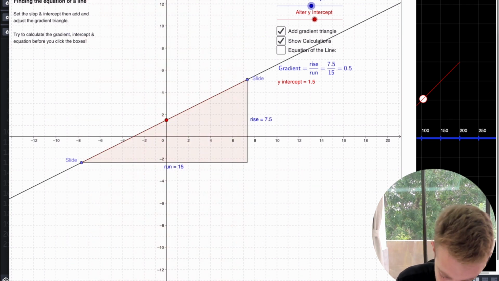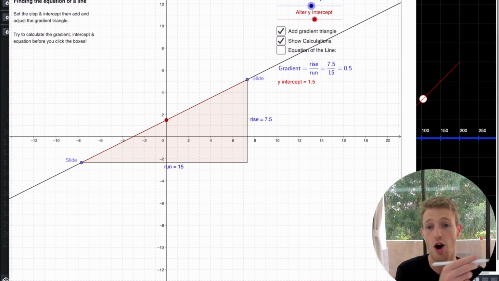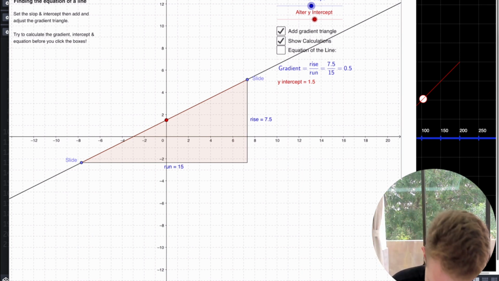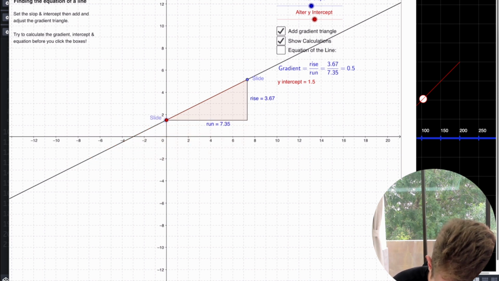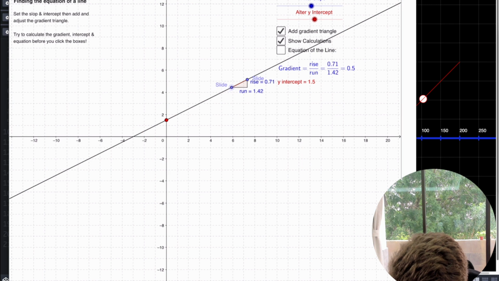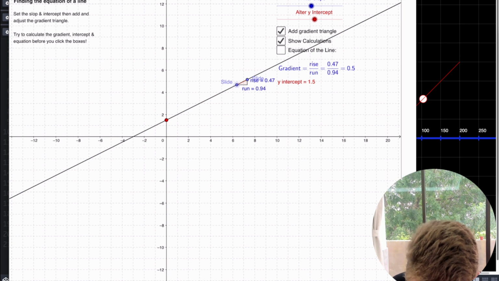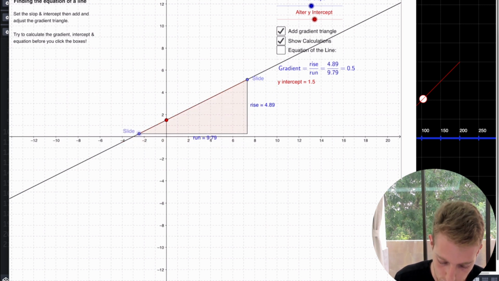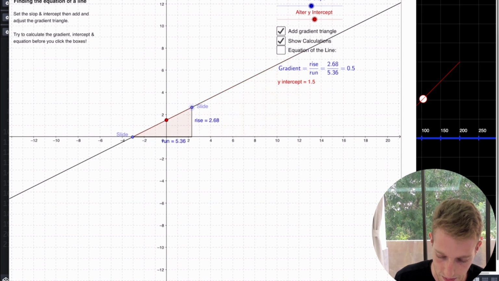So now I'm dealing with maybe a gradient of 0.5. So that means for every 1 unit to the right, I'm moving 2 up. We can show this if I bring run all the way to 1. Oh, for every 1 unit to the right, I'm moving 1 up. Sorry, yes, of course. If it was 2, it would be 1 unit to the right would be 1 up. But you can see, regardless of how big that size is, that gradient remains the same.